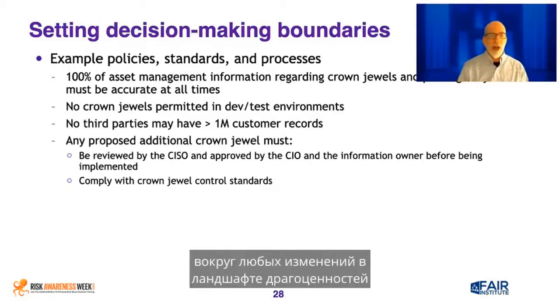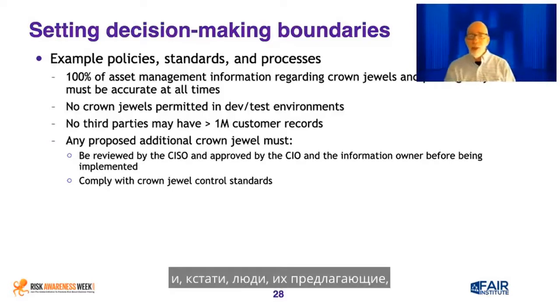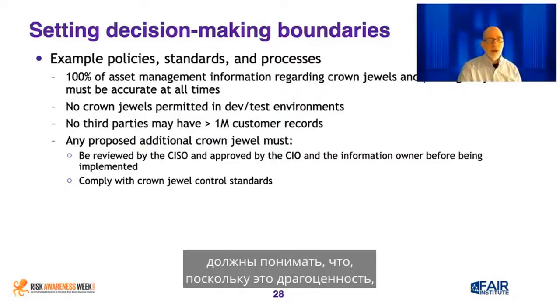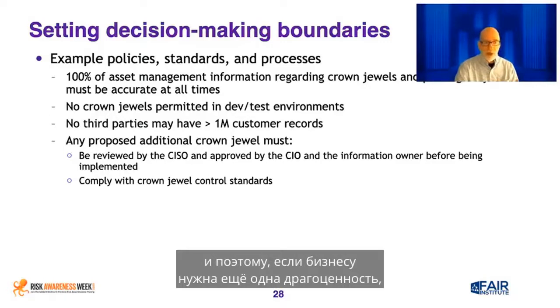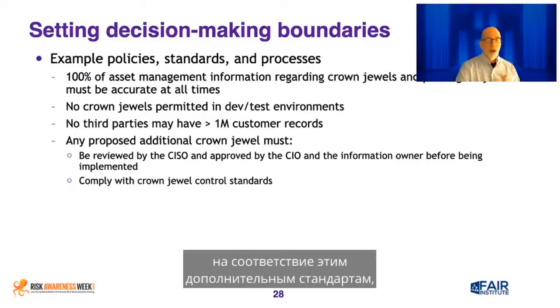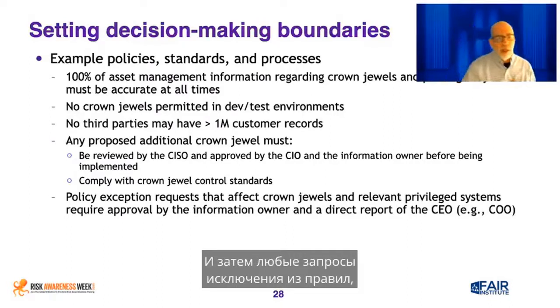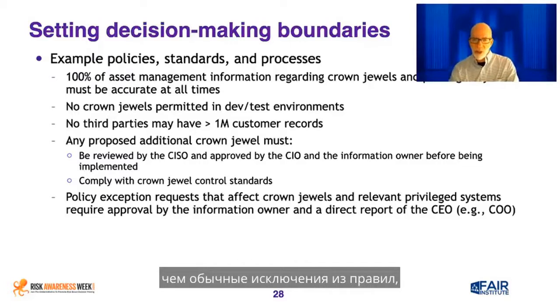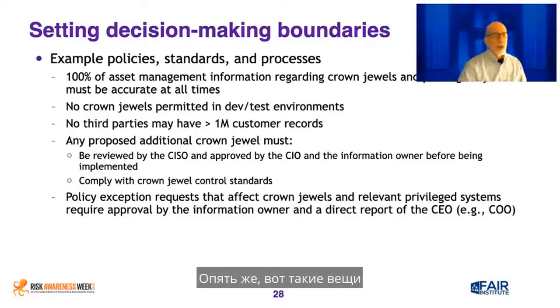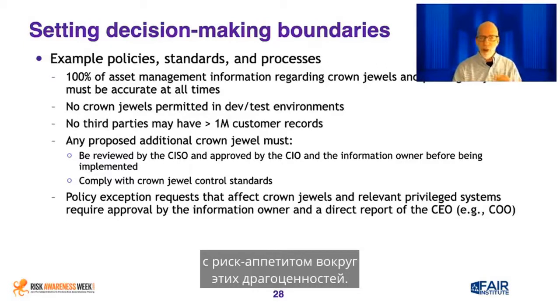And you would also have policies around any changes to the crown jewel landscape in terms of additions. Would have to have very thorough review. And by the way, the people proposing them would have to understand that because this is a crown jewel, the standards around controls are very different, much more stringent. And so if there's a business need for another crown jewel, there's also then this business need for compliance with these additional standards, which we'll get into more about in a little bit. And then any policy exception requests related to crown jewels would have to have a very different sort of approval process than your normal policy exceptions. And it might even go to the very top of the organization. So again, these are the kinds of things that would be required in order to maintain compliance or alignment with the risk appetite, around these crown jewels.